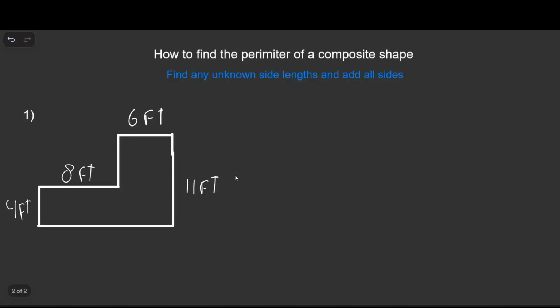In this video I'm going to cover how to find the perimeter of a composite shape. To find the perimeter of a composite shape, you have to find any unknown side length. As you can see here, this side, we don't know the length of it, and this side, we don't know the length of it either.